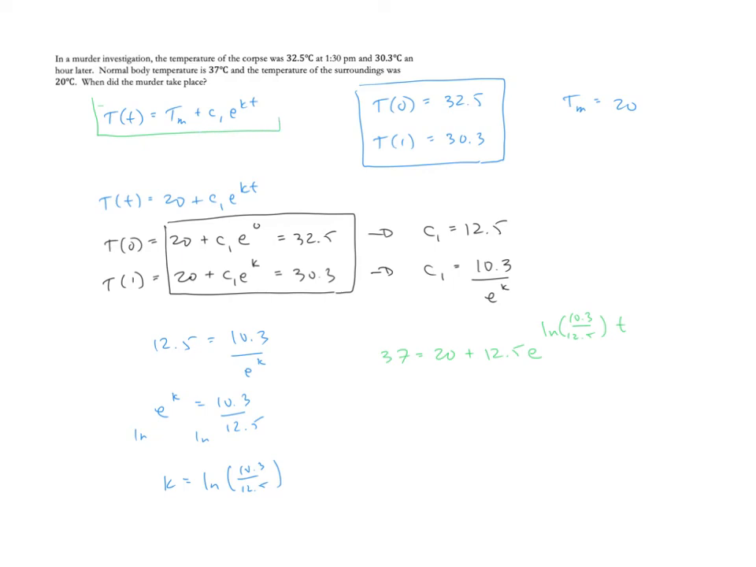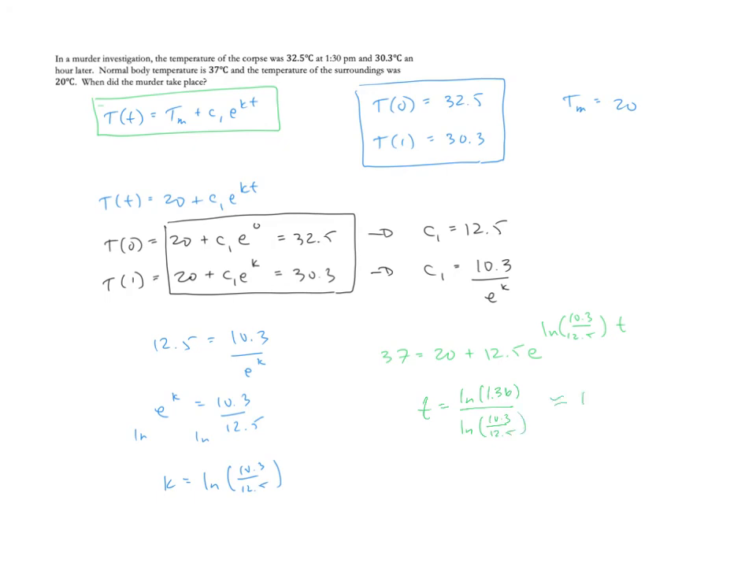So I've used this equation right here where my temperature, 37 degrees, is normal body temperature. I plugged that in right there. I know that the temperature of the surrounding medium is 20. My C sub 1 I found was 12.5. My k value I found was this natural log. And now when we solve this, we'll get our t. So this is just going to be a little bit of algebra here. I'll let you guys handle that. Comes out for t to equal natural log of 1.36 divided by the natural log of 10.3 over 12.5.